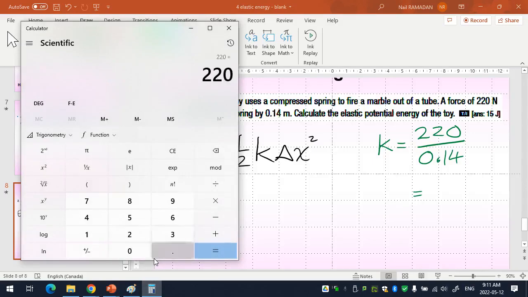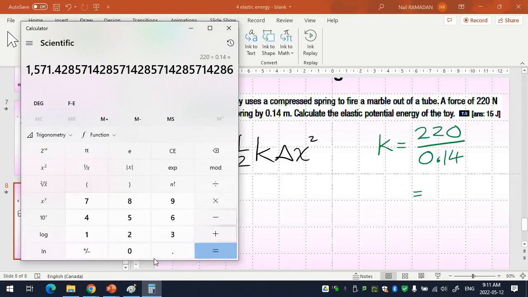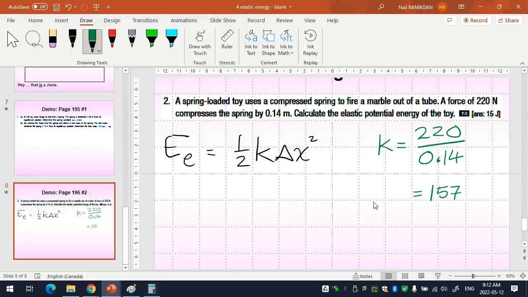220 divided by 0.14. Wow, you need 1,571 newtons to stretch it by 1 meter. So 1571. I'm just going to stop there. 1571 newtons per meter. Great. Now I'm ready to take this number and put it right here.